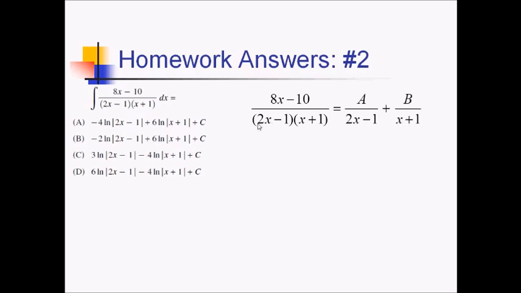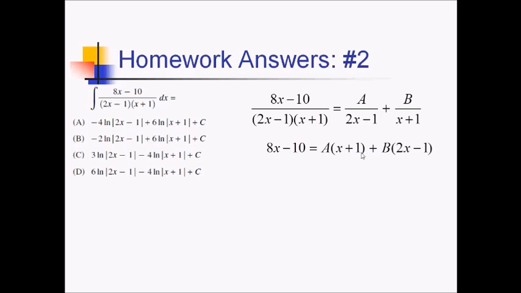Next, I'm going to multiply everything by this denominator over here, (2x minus 1)(x plus 1). That gives me x minus 10 on the left. On the right side, the 2x minus 1 cancels out completely, leaving me with just A times x plus 1. And then I have x plus 1's canceling, so B times the 2x minus 1.